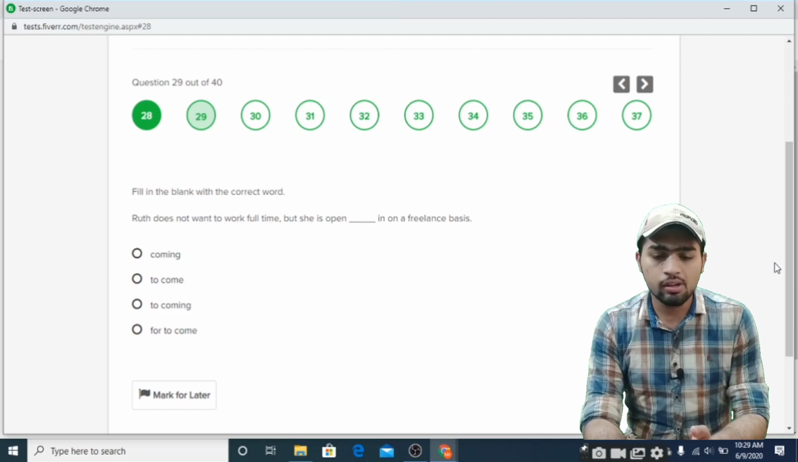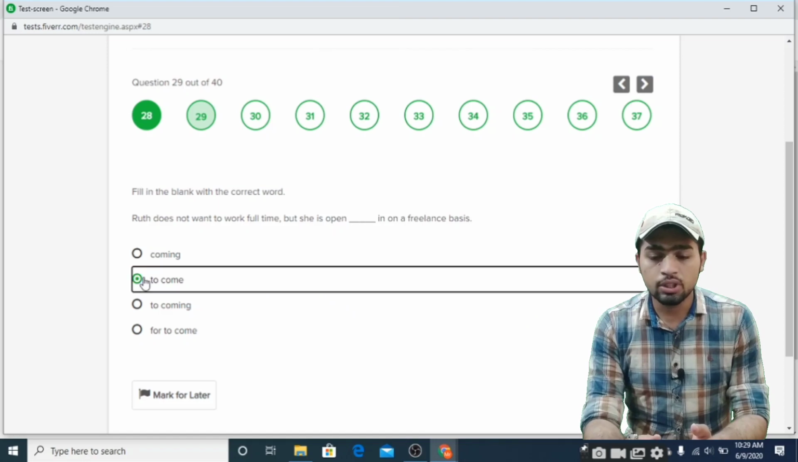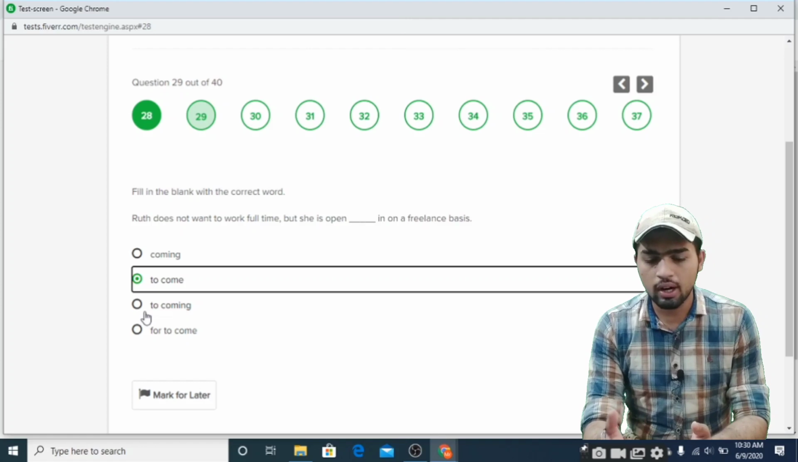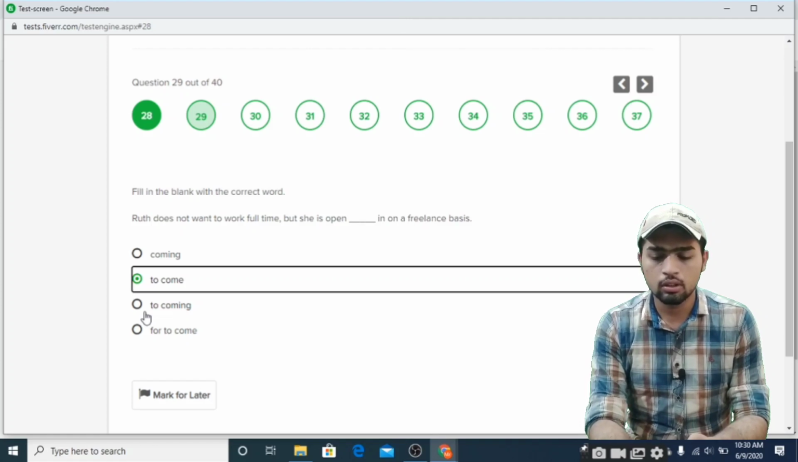The next question is fill in the blank with the correct word. Ruth doesn't want to work full time, but she is open dash on a freelance basis. She is open to come. She is open to coming. She is open for to come. She is open coming. I think to come is the correct answer. Because coming, she is open coming, obviously no. Second, to come seems to be correct. So I click on the second option, to come, and I click on next.